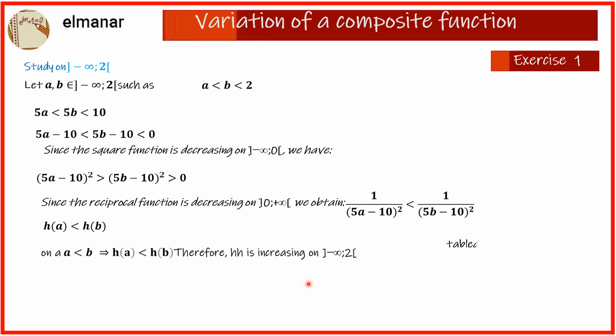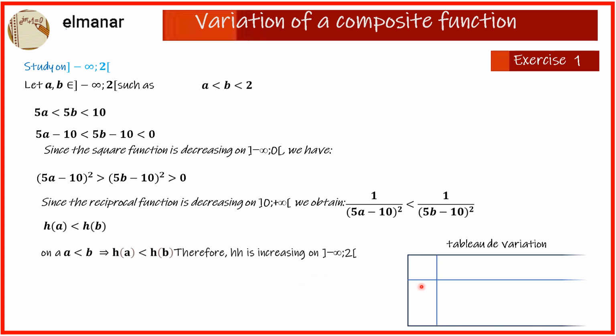Variation table. The variation table indicates that the function h decreases over the interval from 2 to positive infinity. The function h increases over the interval from negative infinity to 2.